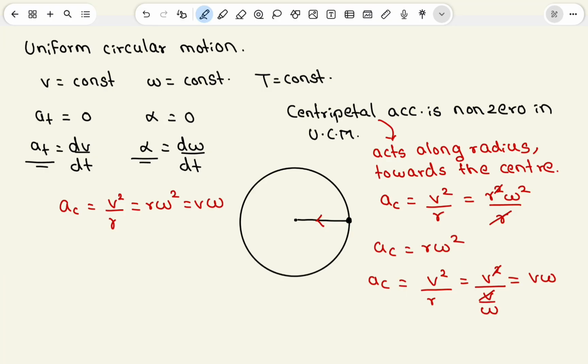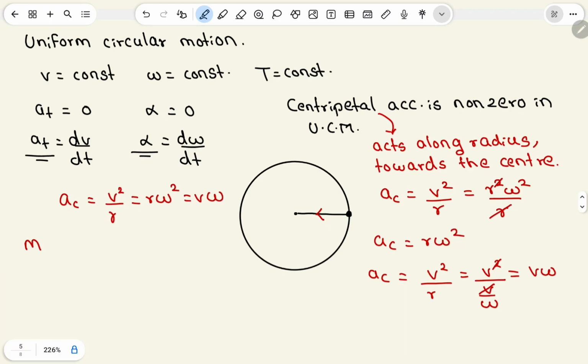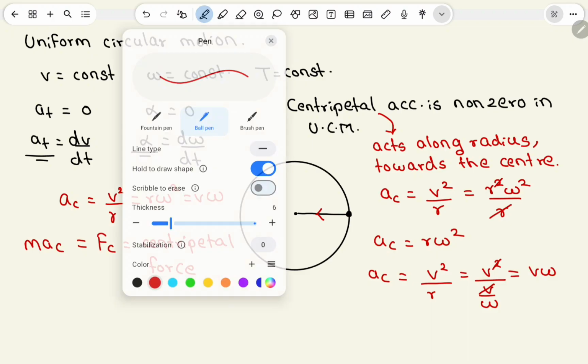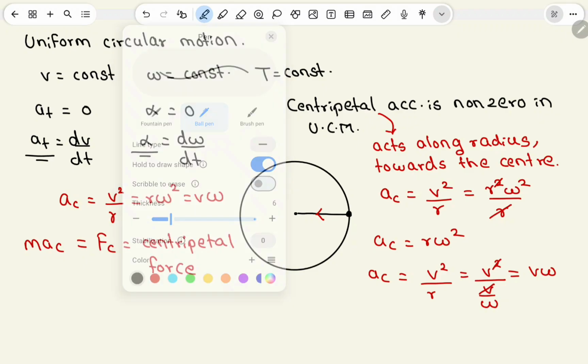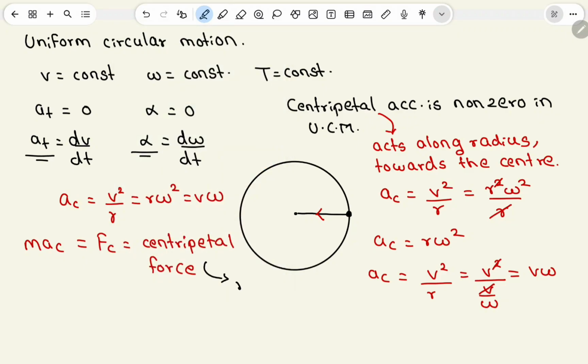Now, if we multiply mass to this centripetal acceleration, we get a force, and that force is nothing but centripetal force. And centripetal force is obviously in the direction of centripetal acceleration. Therefore, this centripetal force is also radial and it is towards the center.